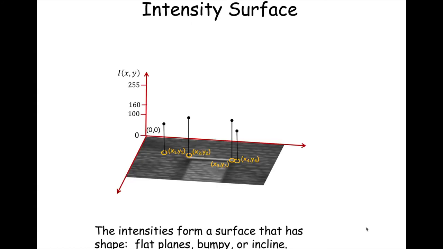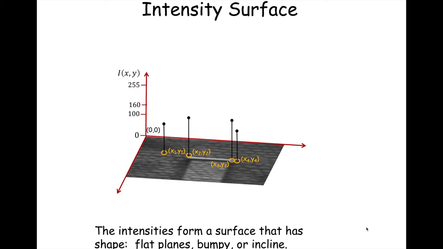Okay, so how do you characterize the content of your image? Now, if you were to plot this intensity surface for the entire image, I've only shown four different points here, you would get sort of a terrain, a relief map. And if you're going to measure the content of your image, essentially what you're doing is you're measuring the terrain features, if you will, of this intensity surface representation. And so what do you want to measure? You want to measure the flat planes, right?